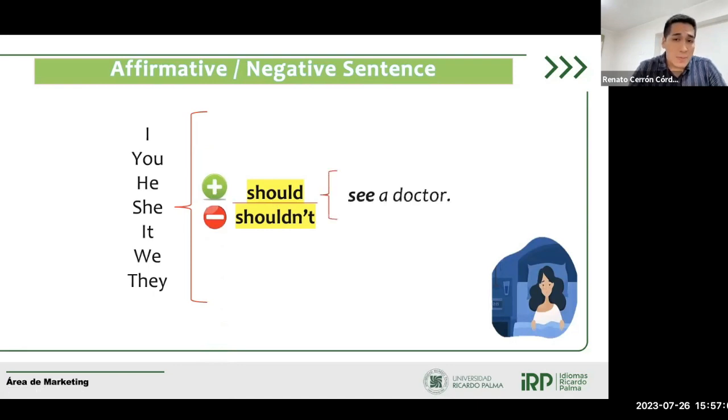Not only that, but after using this modal verb, we need to have a verb, and this verb has to be in its base form. For example, you should see a doctor. She shouldn't see a doctor. We should see a doctor. So that's the idea. All of these subject pronouns are going to work the same way if it's affirmative or negative with should.